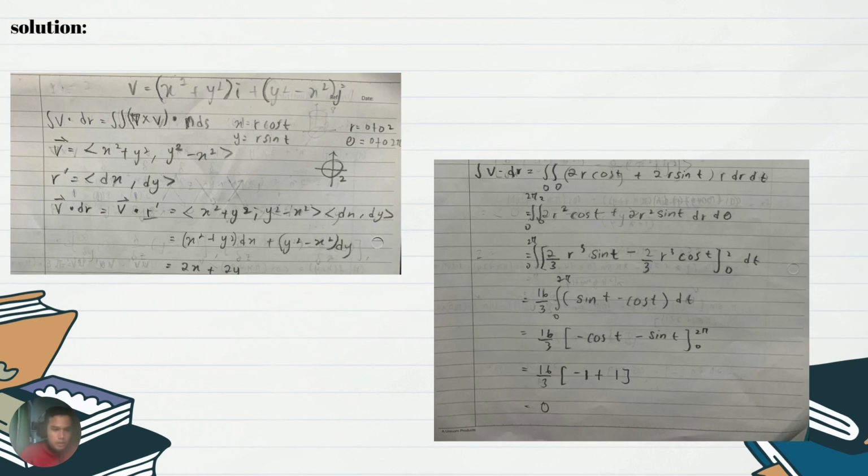So we solve this equation. The final answer for this question is 2x plus 2y. Then we integrate this answer and get the answer 0.